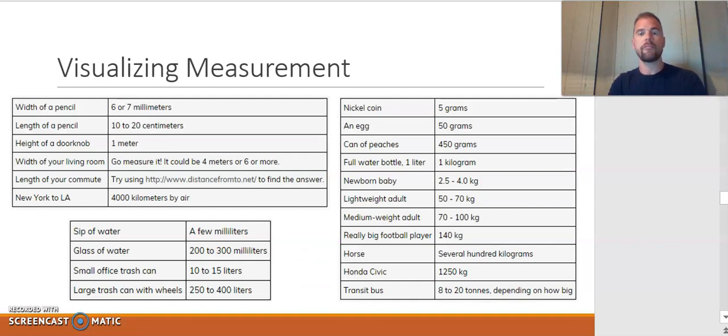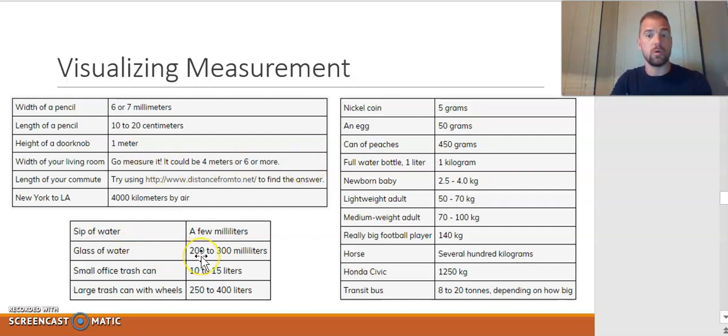All right, if you're anything like me, visualizing the size of certain measurements is helpful. That way I can understand what units I should be in. So for example, if we're talking about length, the width of a pencil is in the millimeter region, whereas New York to LA is in kilometers. So it gives you an idea of how big is a meter, how big is a kilometer, how big is a millimeter, things like that.